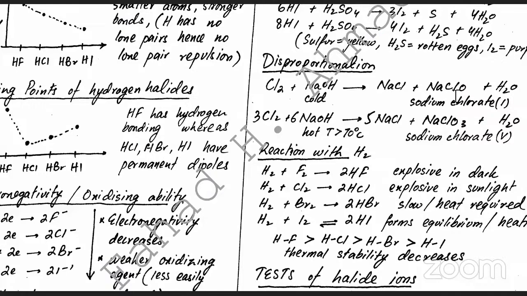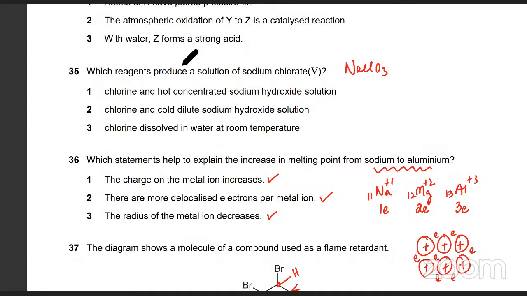And it has to be, if it's hot NaOH, it's going to form NaClO3. If it's cold NaOH, it's going to form sodium chlorate 1. So he's talking about sodium chlorate 5. So it's probably going to be this one. So the answer to this one is chlorine with hot concentrated NaOH, that's true. Not with cold, it's not going to form NaClO3. In cold, it's going to form NaClO.